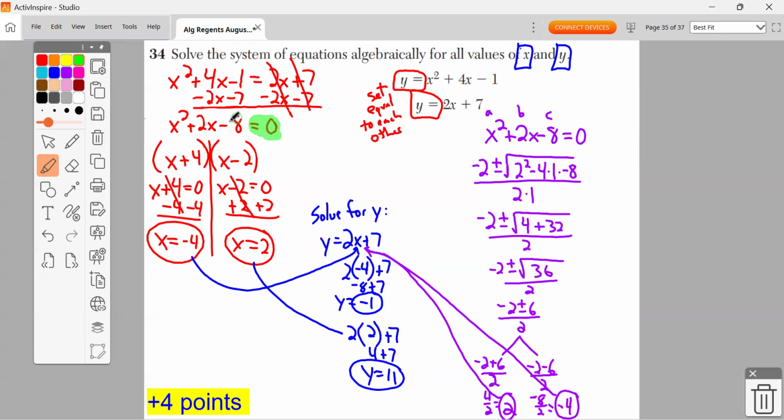Now that you have this trinomial, now you can solve by factoring. What times what is negative 8 that adds up to 2? Well, it's 4 and negative 2. Draw your line down the middle, set both sides equal to 0, and solve. You get negative 4 and 2. That gets you 2 credits.